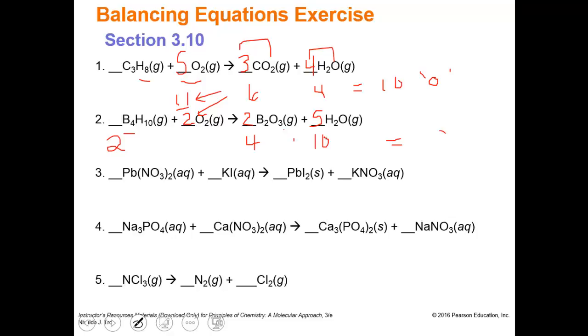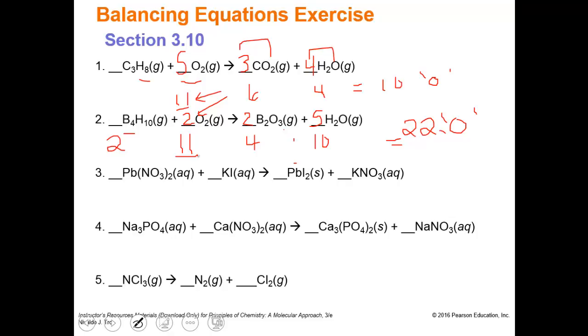And what you would notice then is that we're going to end up over here with 22 O's on the left. So if we took 11 times 2, we're going to get 22 on the left here and 22 on the right. So we would have a 2, 11, 4, and 10. So if you hate fractions, this is what you would have there.